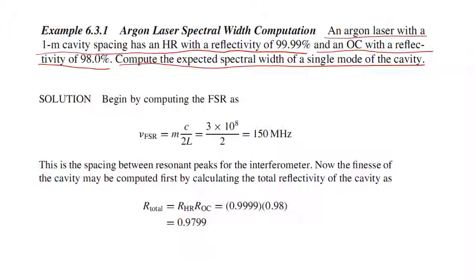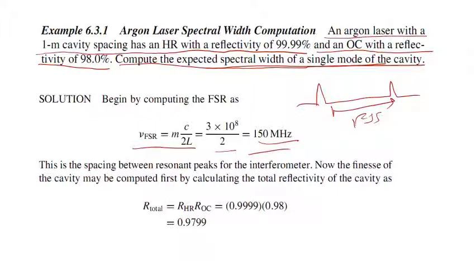So the expected spectral width of a single mode of the cavity, here it's the FSR. So this delta nu FSR is c over 2L, which we have seen in the last slide, and then substitute the values. L is 1 meter, so 150 megahertz is the expected spectral width of a single mode of a cavity. So this is the spacing between the resonant peaks of the interferometer.